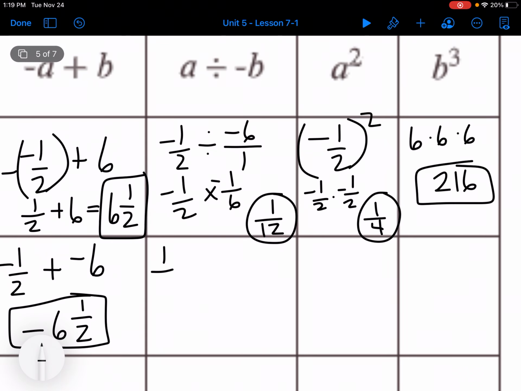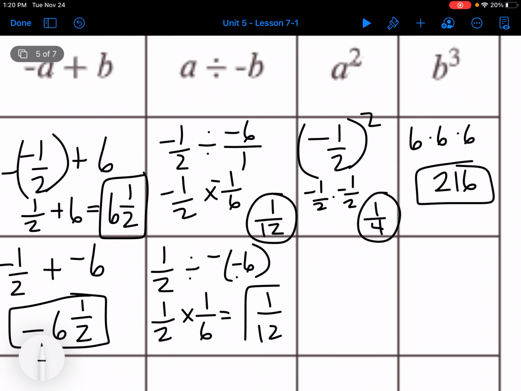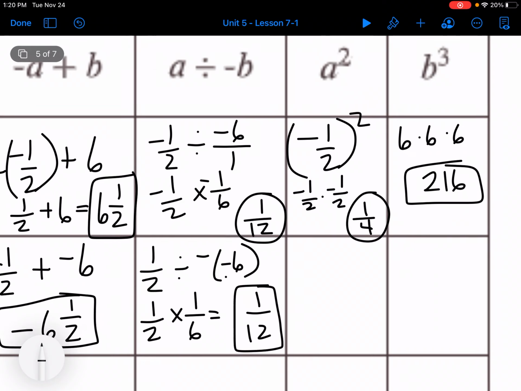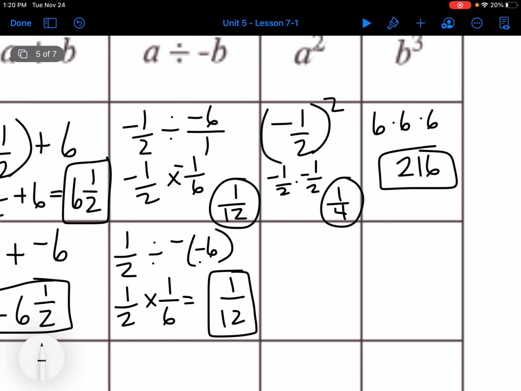Okay, 1/2 divided by a negative 6. A negative times a negative is going to give me a positive, so 1/2 times 1/6 is going to give me 1/12. All right, 1/2 times 1/2 is going to give me 1/4.